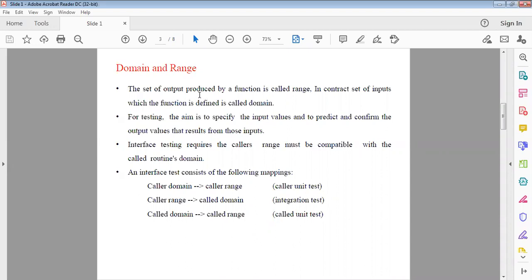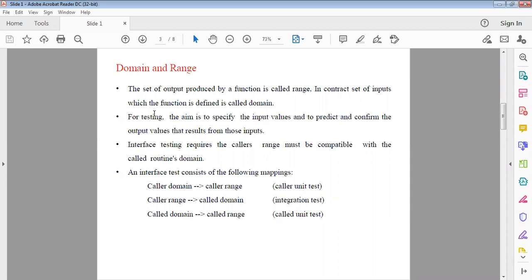The set of outputs produced by a function is called the range. The output values produced from the input values you have taken form the range. The input for which the function is defined is called the domain. Obviously, the input values are the domain and the output values are the range. According to the input values, what will be the output values?